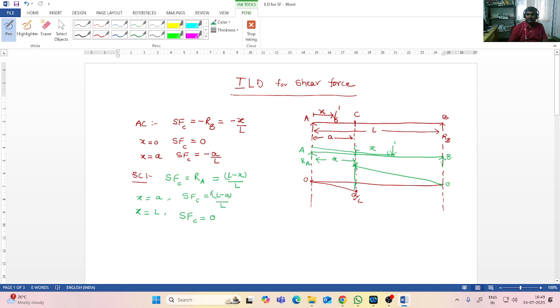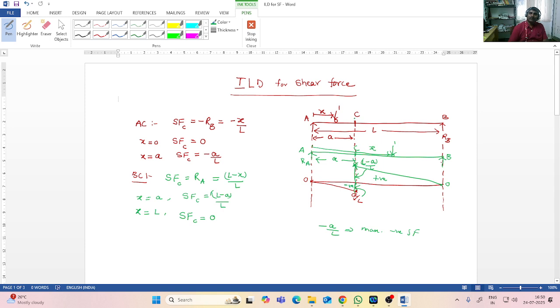So now this is the diagram, which has positive values here, negative values here, and this value is L minus a by L, whereas this value is a by L. So when the unit load starts from A and approaches section C, the values of shear force at C start from 0 and reach the maximum negative value, which is a by L. It is the maximum negative shear force.